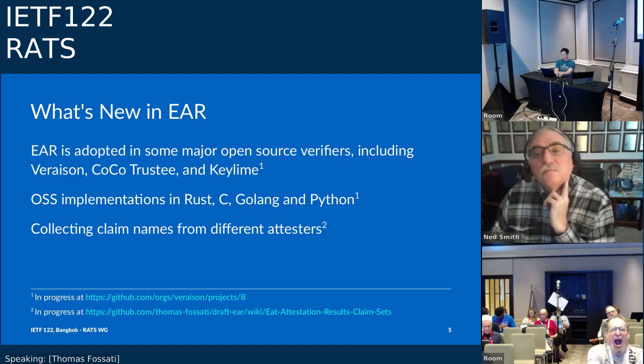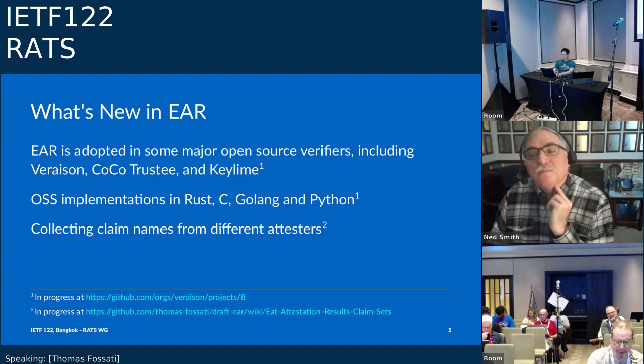Regarding EAR, the attestation result format based on R4C, we have done some implementation exercise. We have exercised a few application domains: confidential computing, attestation in IoT, and network equipment are 3 of them. We have libraries and running code in various languages, so Rust, Golang, and Python, which is now in progress, and we have integrated it into a few open source verifiers, including Veraison, Trustee, and now Keylime.